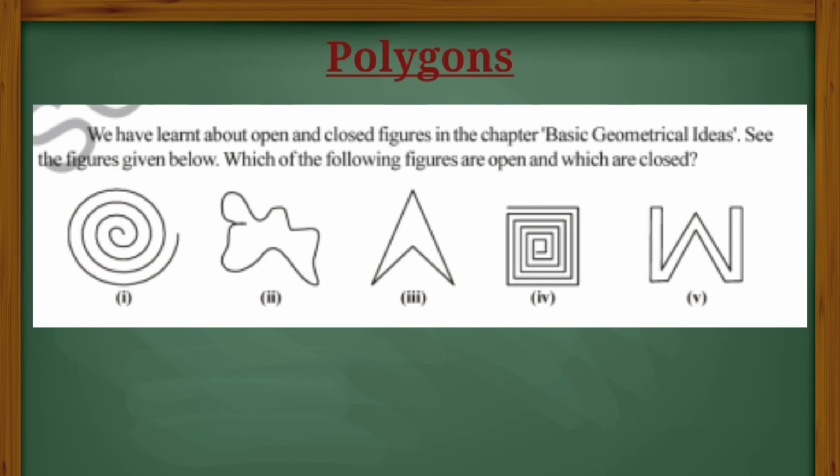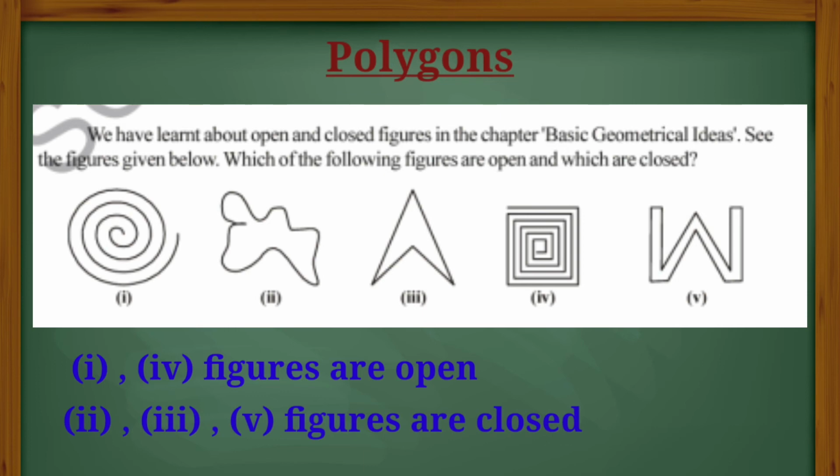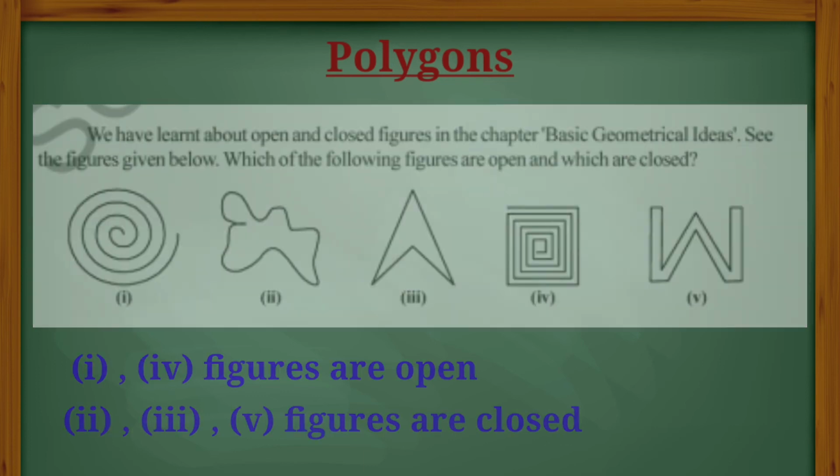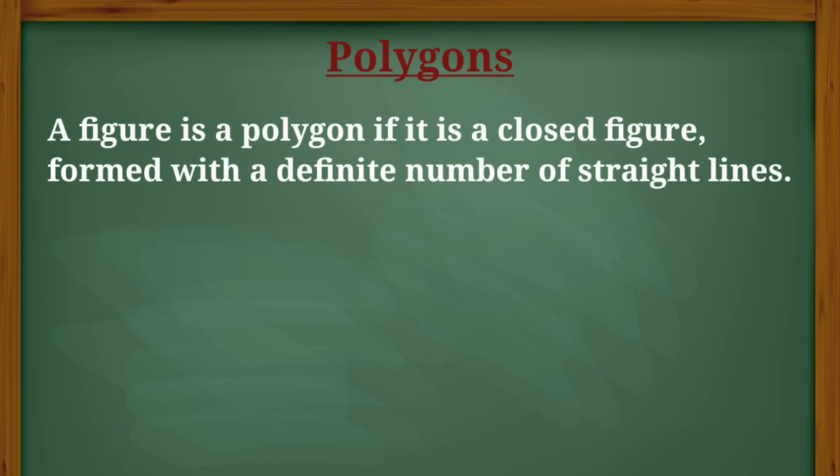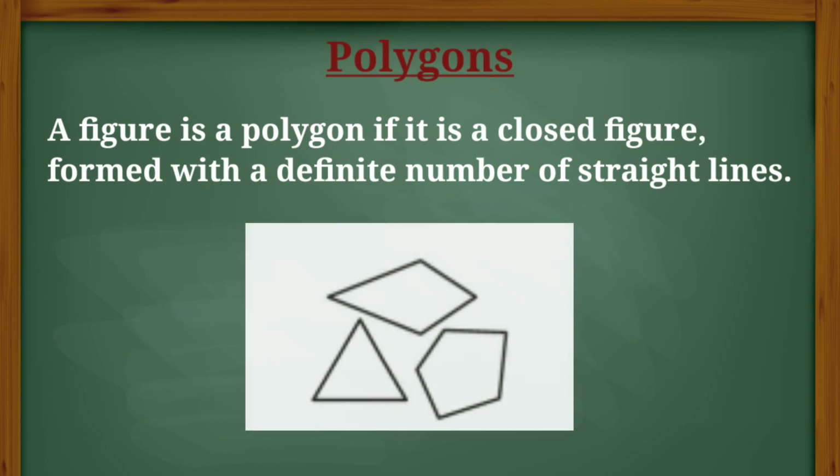Yes, you are right children. The first one is open and the fourth one is also open. The remaining second, third and fifth figures are closed. Here, a figure is a polygon if it is a closed figure formed with a definite number of straight lines. See here, some examples are given. These are some polygons.